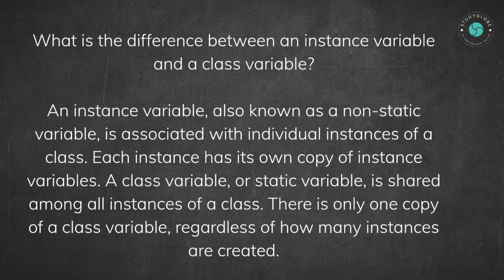What is the difference between an instance variable and a class variable? An instance variable, also known as a non-static variable, is associated with individual instances of a class. Each instance has its own copy of instance variables. A class variable, or static variable, is shared among all instances of a class. There is only one copy of a class variable, regardless of how many instances are created.